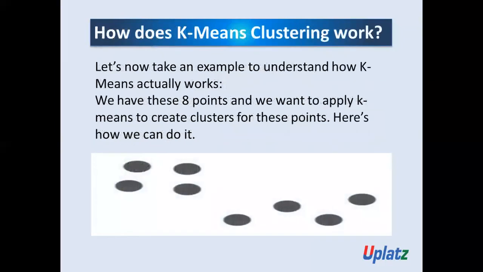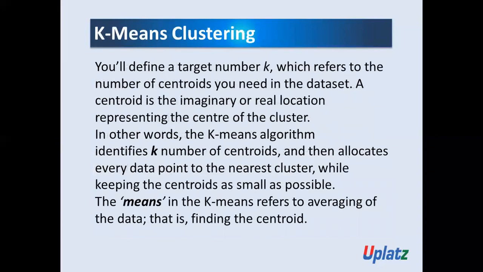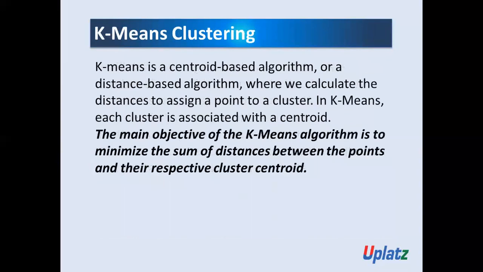Now let's understand how k-means clustering works. Let me explain with the help of examples. Till now you have seen what is k-means, what is that k, what is meant by mean in k-means clustering, and what is a centroid. K-means clustering is a centroid based or distance based algorithm where we calculate the distance to assign a point to a cluster.